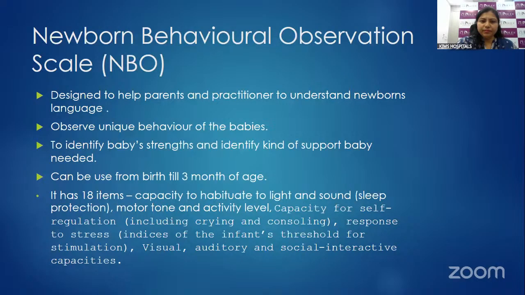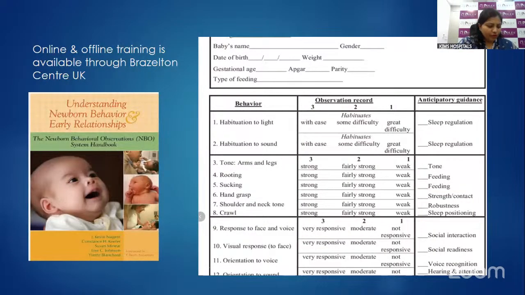The proforma looks something like this. All the items are written here, and the marking is from 1 to 3. If the child is doing very well, the child will definitely get 3 marks, and if the child is not able to do that particular thing, then the child will get 1 mark.